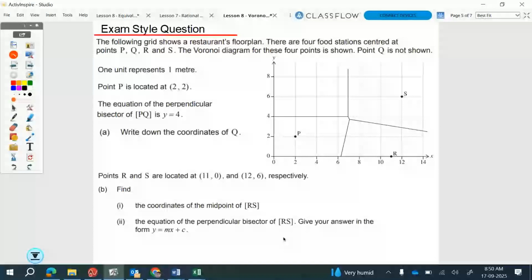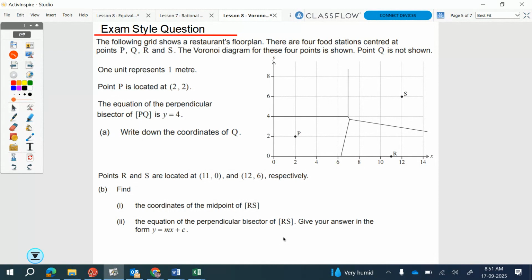Okay, so here we have an exam style question on Voronoi diagrams, and the following grid shows a restaurant's floor plan. There are 4 food stations centered at P, Q, R, and S. The Voronoi diagram for these 4 points is shown. Point Q is not shown. 1 unit represents 1 meter. Point P is located at (2, 2). The equation of the perpendicular bisector of PQ is y equals 4.